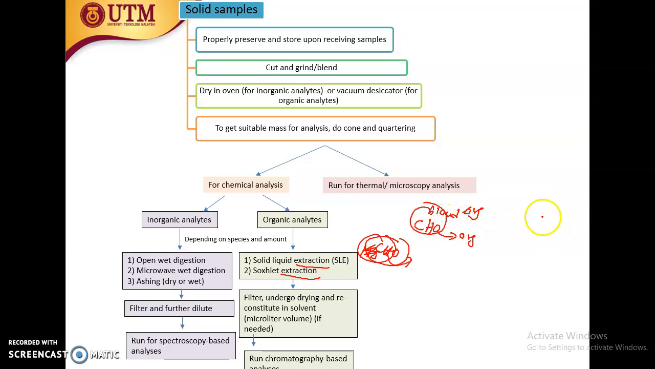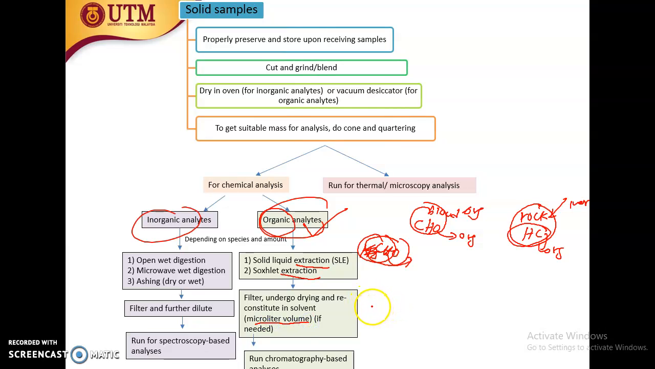What if you have an inorganic sample, for example, rock? You want to analyze how much hydrocarbon is inside it. So hydrocarbon is an organic analyte, rock is an inorganic sample. So which one to use, this one or this one? Still it is this one, because you are dealing with an organic analyte. Hydrocarbon is still organic.